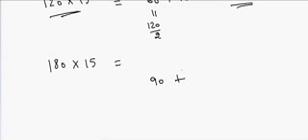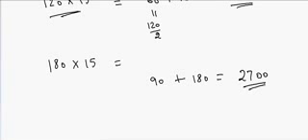So again, if I have 180 to multiply by 15, that will be equal to half of 180 is 90, plus 180, so 18 and 9, that's equal to 27, 2 zeros in the end. So that's our answer.